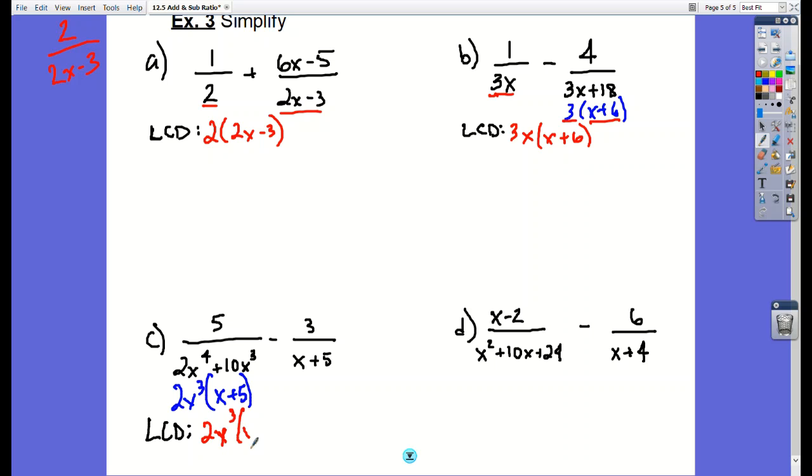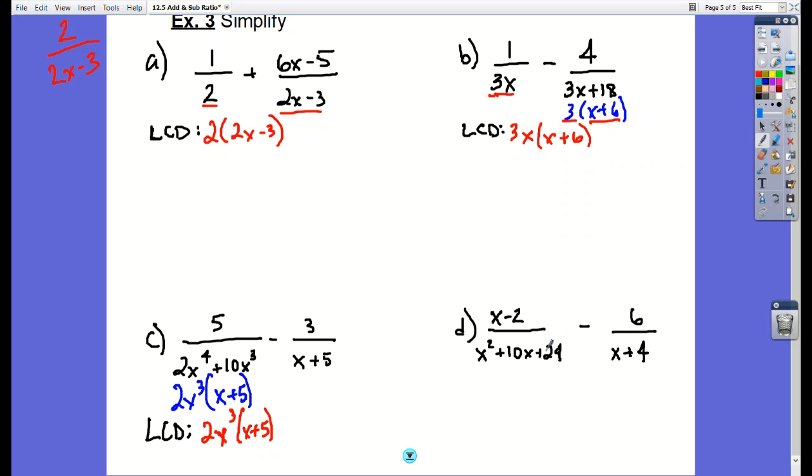We have an x plus 5. And then we notice, oh look, there's another x plus 5. It's in a denominator, so they have this in common. They're missing the 2x cubed, so that means we'd have to multiply this side by 2x cubed to make them identical. And then one more, we need a factor again here.